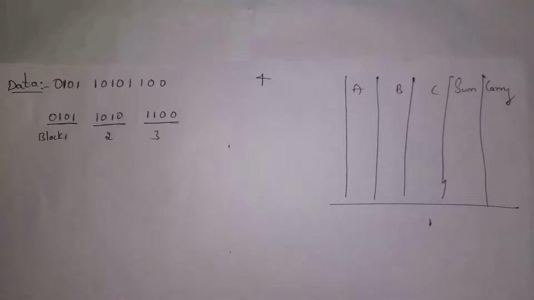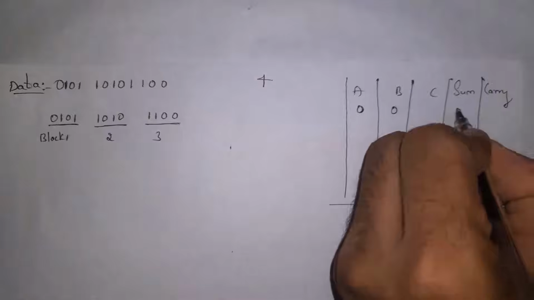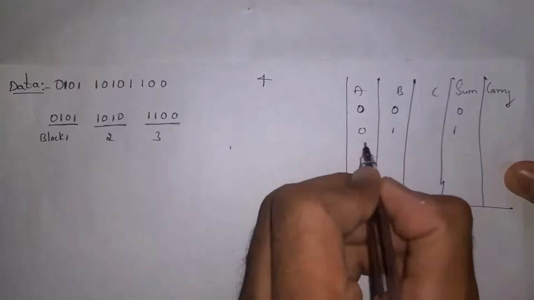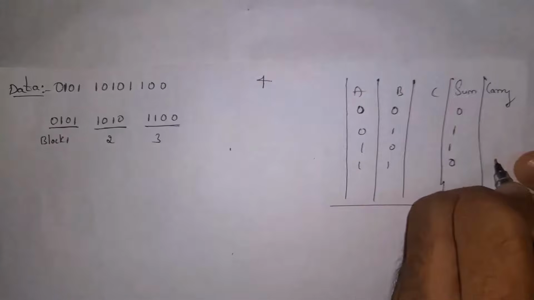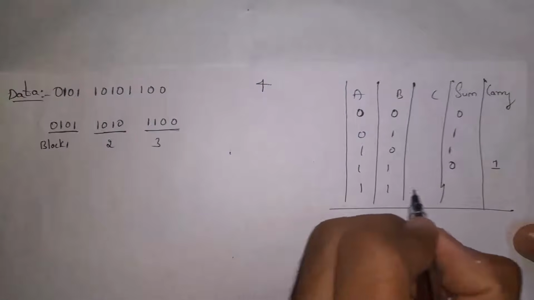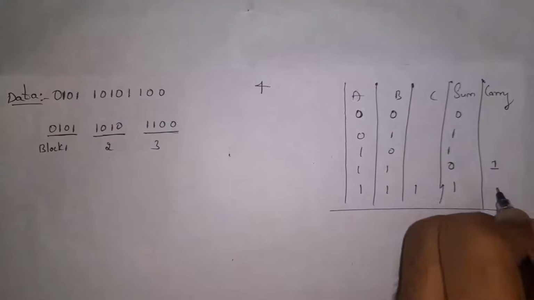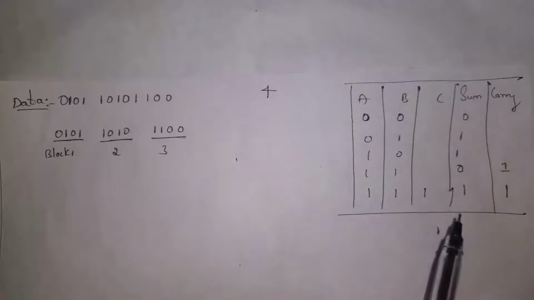Guys, I will explain what binary addition is. In binary addition, 0 plus 0 means 0, 0 plus 1 means 1, 1 plus 0 means 1, and 1 plus 1 means 0, where 1 is carry. I will explain what carry is. Whereas 1 plus 1 means 1, which is sum, and which is carry. This is the binary addition table. Guys, by using this table, now we need to perform binary addition between these blocks.